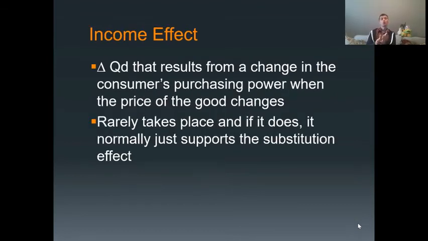The other effect works in conjunction with the substitution effect. It's called the income effect. And what this basically says is that as the good becomes more expensive, it takes up a larger chunk of your income, so you buy less of it, which makes sense on a very intuitive level. It's more expensive, you buy less because it takes up more of your income.